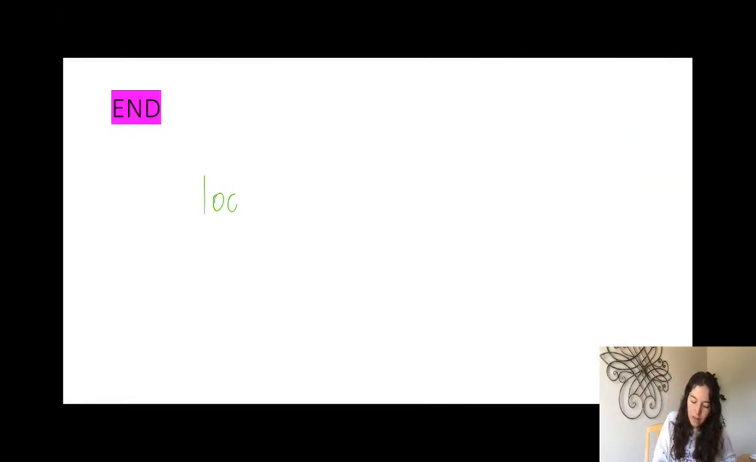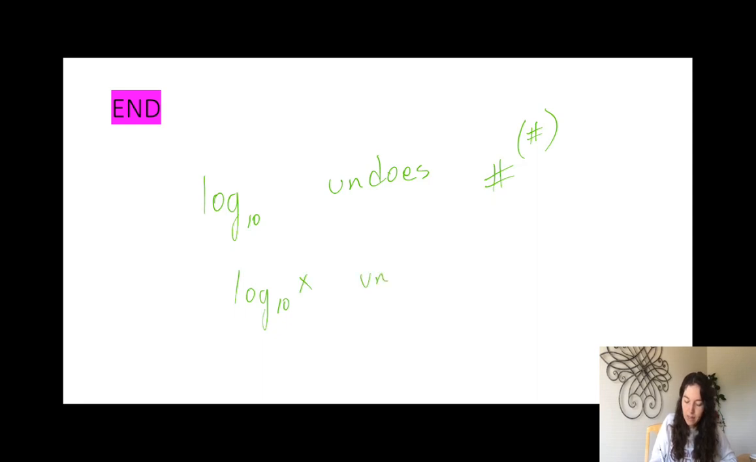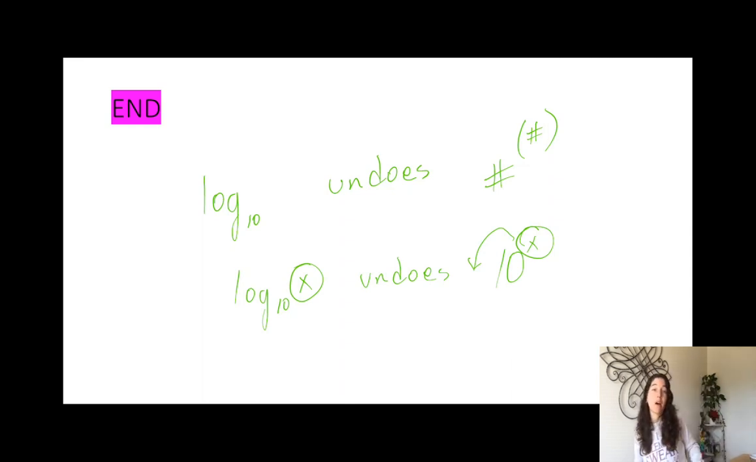So log 10 undoes some number raised to another number, okay? So log 10 of x undoes 10 to the x. It is the opposite. So you see how this x gets brought down here, okay? Which is the purpose of using our log to undo exponents.